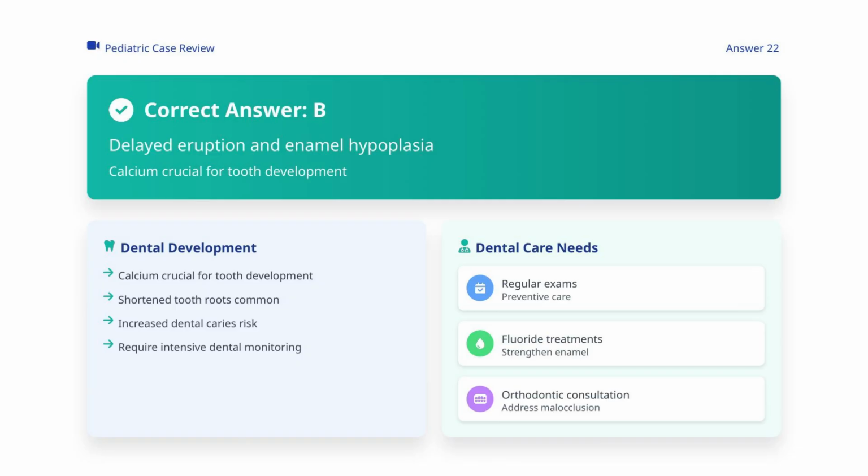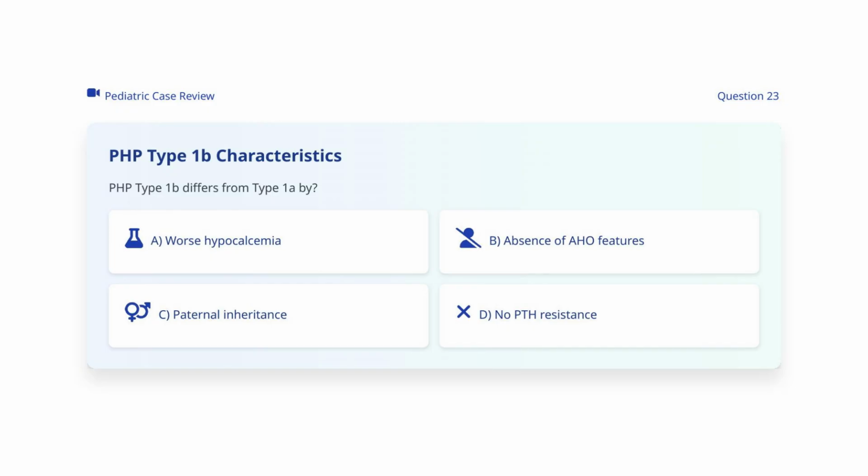Calcium is essential for normal dental development. Pseudohypoparathyroidism patients commonly experience delayed tooth eruption, enamel hypoplasia, and shortened tooth roots. These abnormalities increase susceptibility to dental caries. Regular dental examinations and preventive care are crucial. Fluoride treatments and careful oral hygiene help prevent complications. Orthodontic consultation may address malocclusion from skeletal abnormalities. Comprehensive dental care is integral to overall management. Emphasize preventive strategies with families to maintain oral health throughout life.